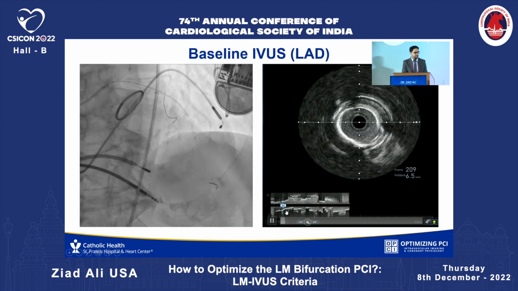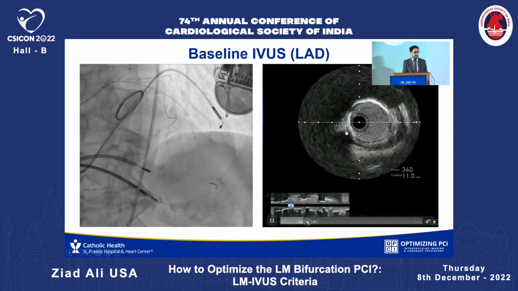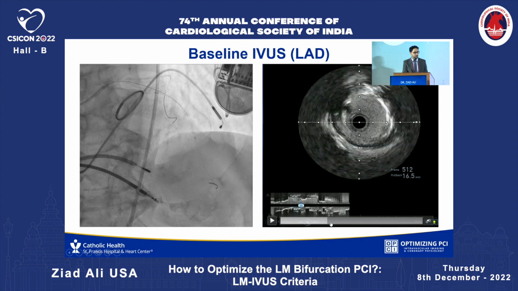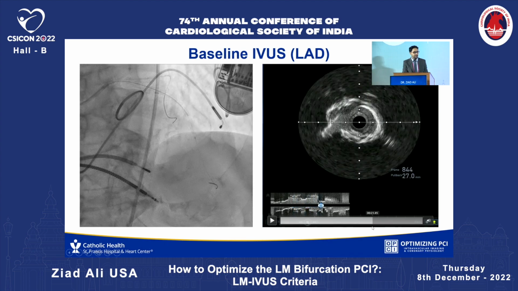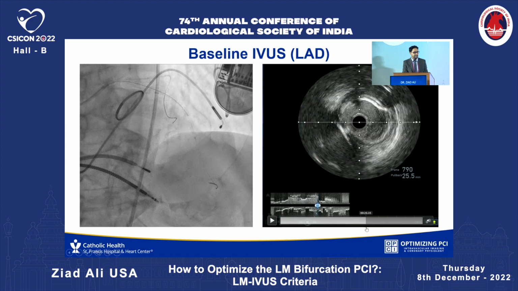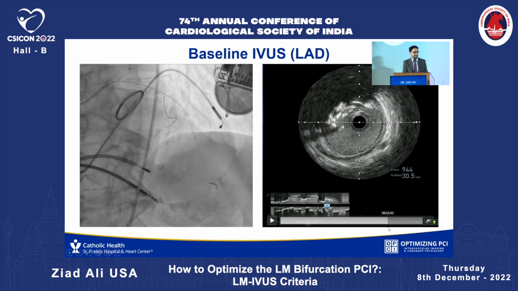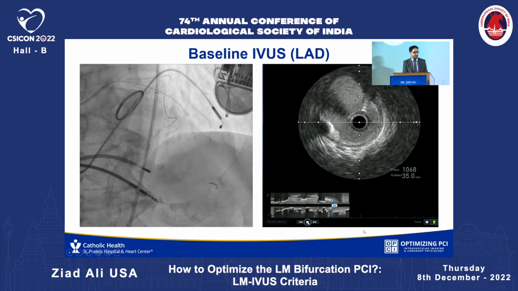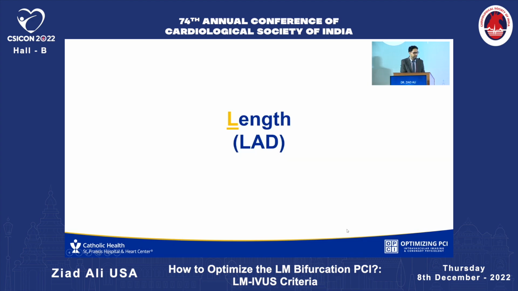What about morphology in the LAD? So in the LAD, we again see a heavily calcified segment of the artery, but for the most part, the artery, at least more distally, looks normal. And then what you can see using IVUS is that right after the bifurcation, there's a tight lesion. So this really is a left main lesion and a very ostial LAD lesion. What do we see? An eruptive calcific nodule in the left main. We see a protruding nodule more distally, and non-nodular circumferential calcium with a good lumen.